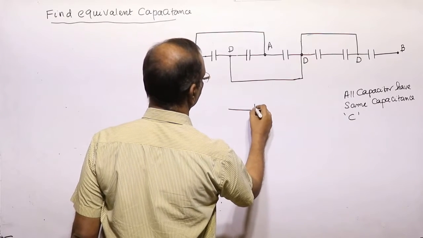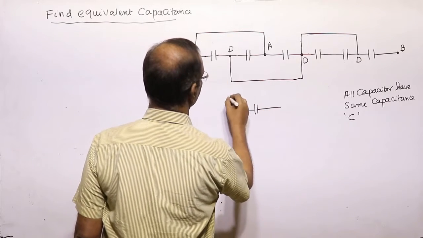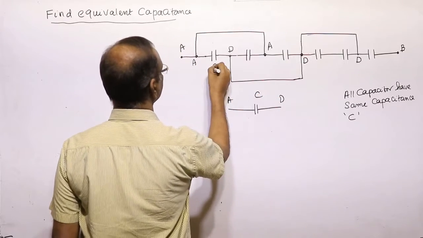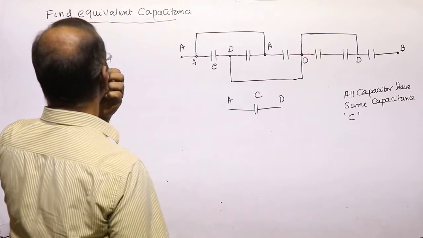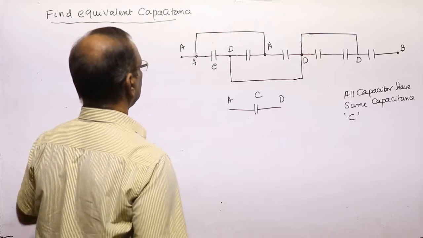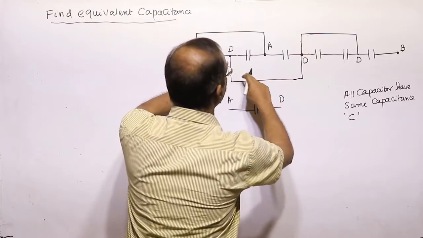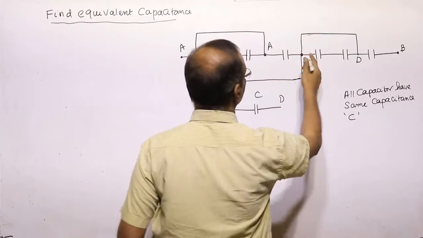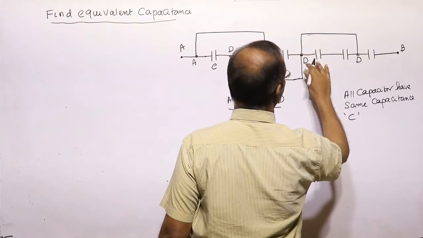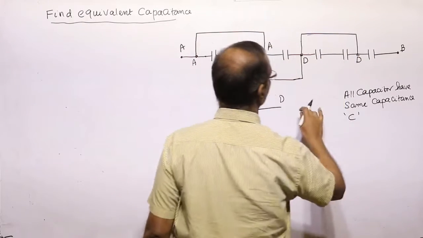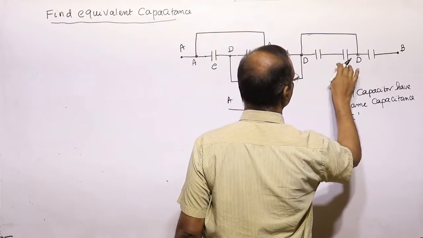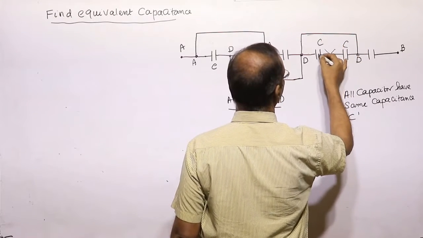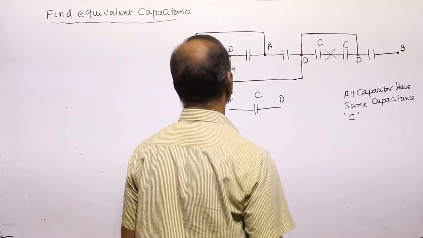Now from here we will see from A to D. This is A to D, capacitor C. Again D to D, both are D to D. Both are at the same potential. If there is the same potential, no charge will flow. It means no charge will be stored in the capacitor. So this capacitor is of no use. Both of these capacitors are of no use.